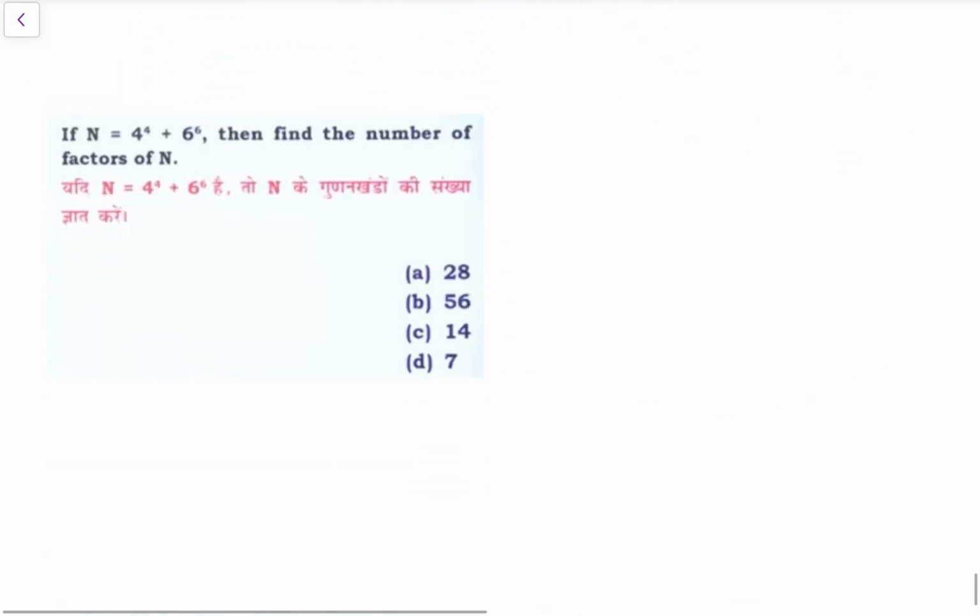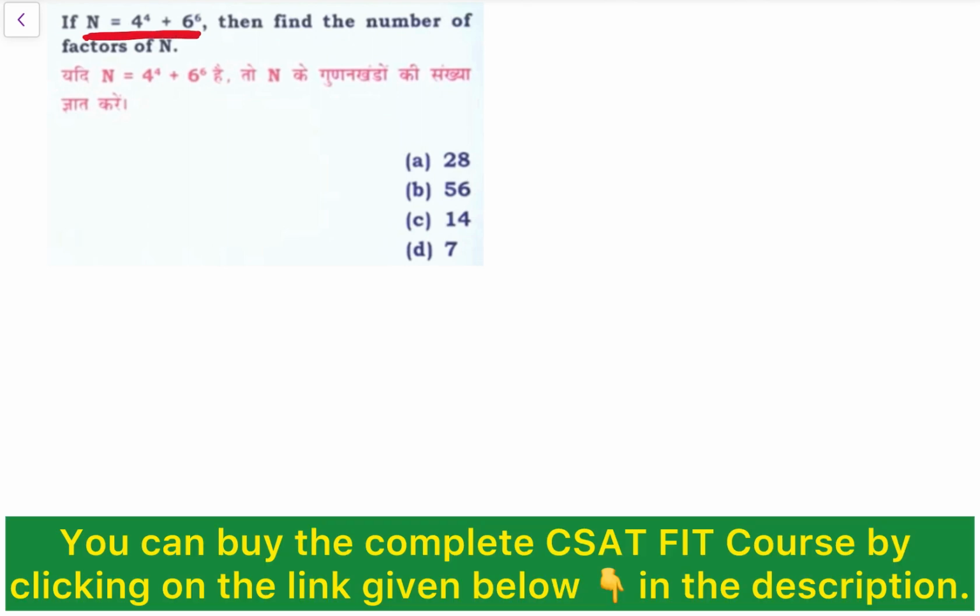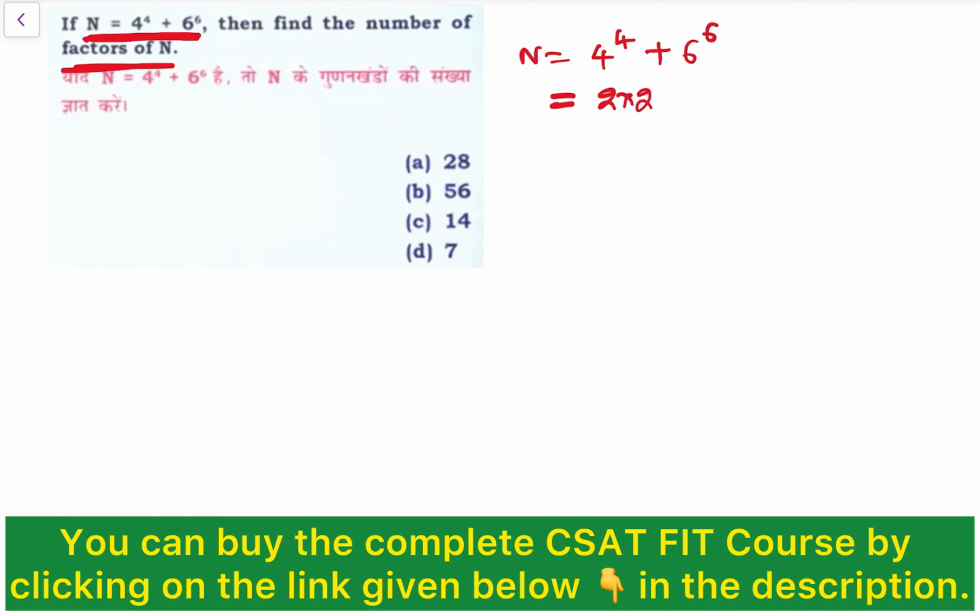देन आता है नेक्स्ट क्वेश्चन, ठीक है, दैट इज n इज इक्वल टू 4 to the power 4 plus 6 to the power 6. फाइंड द नंबर ऑफ फैक्टर्स ऑफ n. ठीक है, नंबर ऑफ फैक्टर्स ऑफ n. सो n इज इक्वल टू 4 to the power 4 plus 6 to the power 6. ठीक है, अब इसको क्या लाना है, प्राइम फैक्टर्स में लाना है. सो 4 कैन बी रिटन एज 2 into 2, and 6 can be written as 2 into 3, to the power 6.